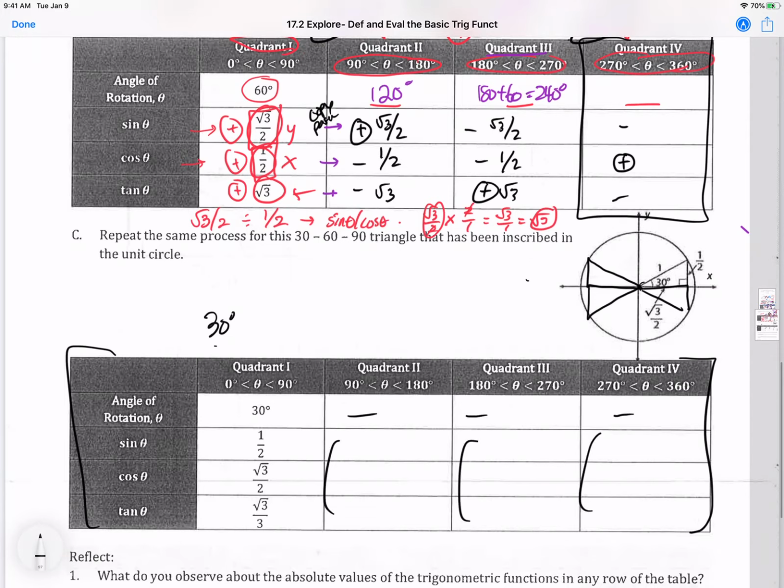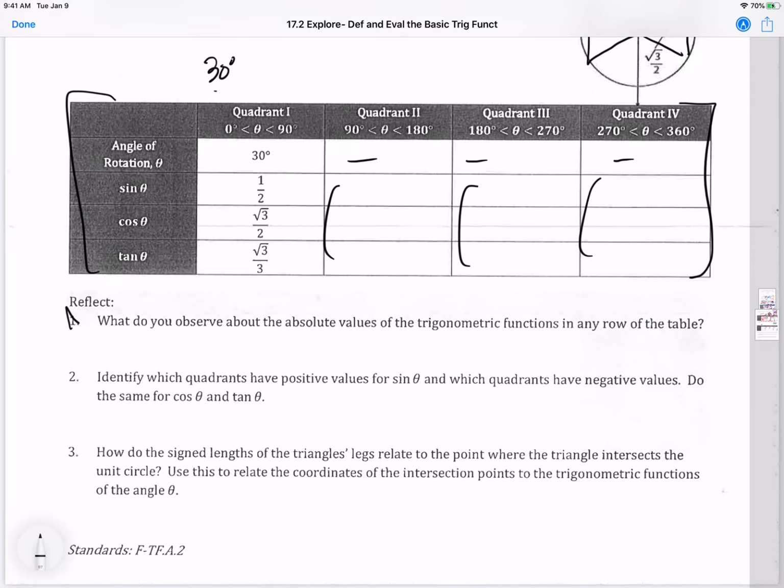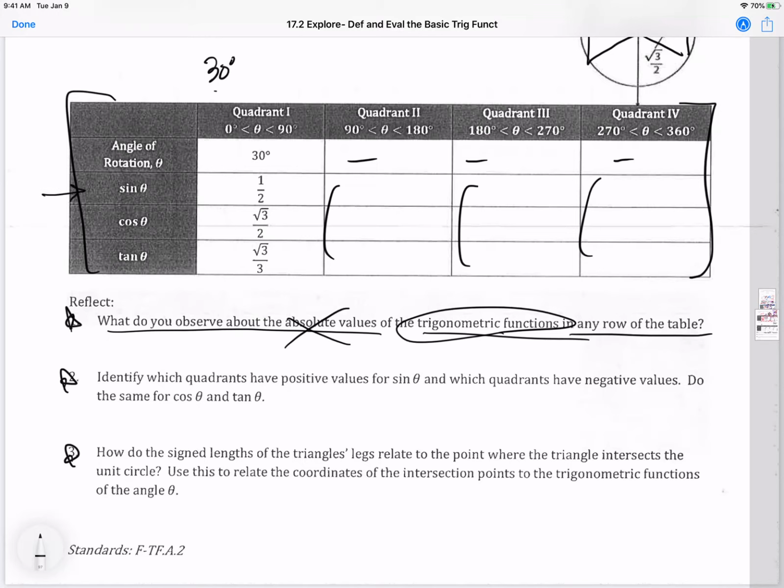Three reflection questions. What do you observe about the absolute values of trigonometric functions? Don't focus on the absolute values too much. What do you notice about the trigonometric functions of any row on the table? Row is this way, right? So what do you notice about sine of 30 and sine of the other angle in quadrant 2, quadrant 3, quadrant 4? Well, I think I told you, copy and paste this, so you guys should know what that means.